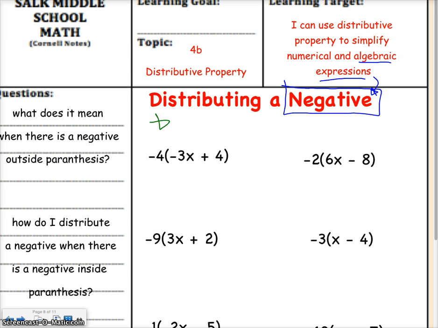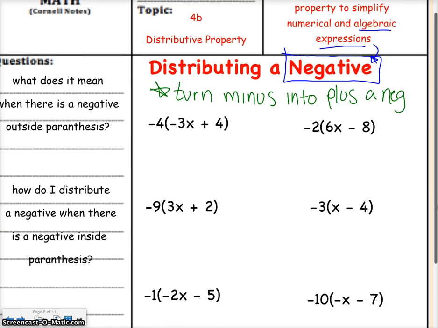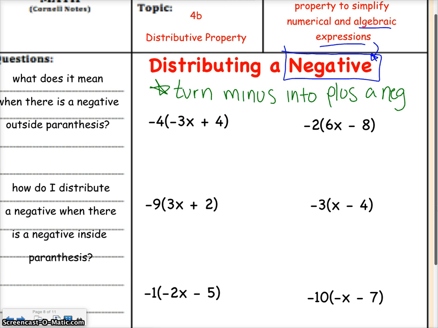Okay, so we'll go ahead and start our notes. I want you to make a star, and I want you to write turn minus into plus a negative. I'm going to say plus a neg. Hopefully you understand that means plus a negative. So that's the first thing you always have to do. You're going to see I'm going to do that first with all of these examples. And then you also have to remember that you need to multiply what's outside to everything inside. So turn minus into plus a negative.